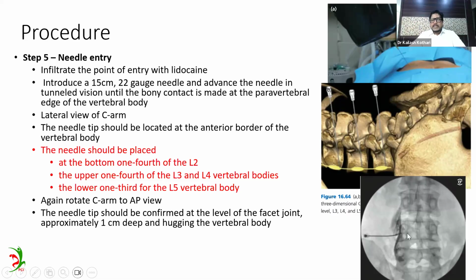Of course, another point is in AP view, you again confirm the dye spread. Here the needle is usually at the facet joint. You see the facet joint. So if it is pure AP, when the needle is at the anterior border of the body of vertebra, the tip is usually seen at the junction at the facet joint line. So this is the facet joint, the needle usually seen here. Okay, so that is another correlation of the lateral view of the tip and the AP view of the tip. In lateral view, it is at the anterior border of the body of vertebra, and in AP view, it is at the facet joint.